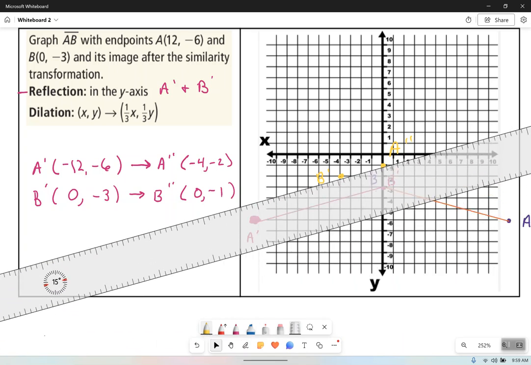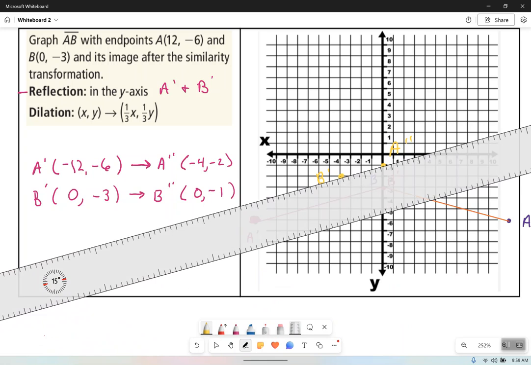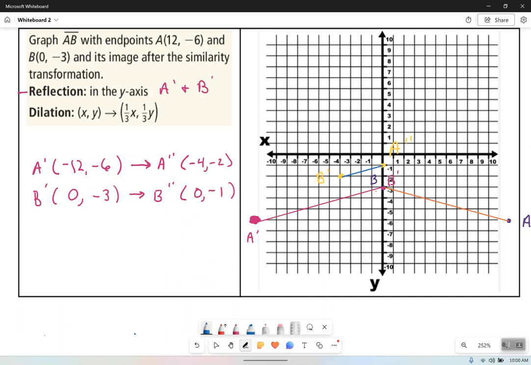Kids, what's true about the, is it still a line segment? But what's true about the size now? Same or different? Very different. Okay. And that blue line is what we get after reflecting over the y-axis and then dilating by what scale factor? 1/3. Okay.